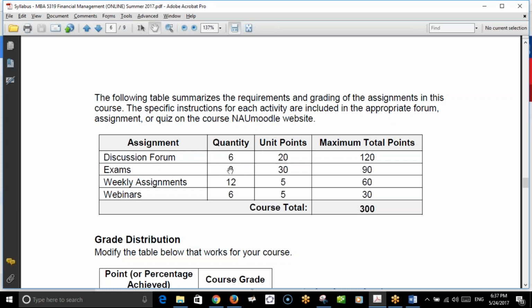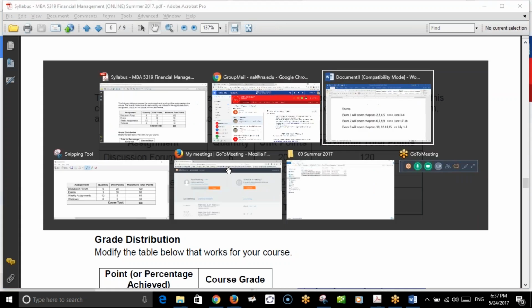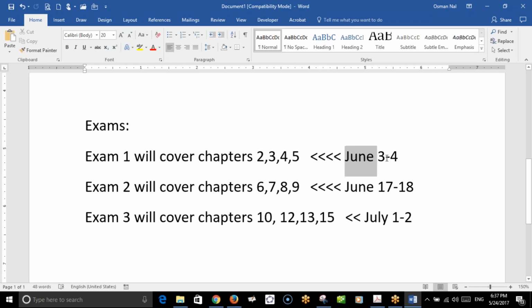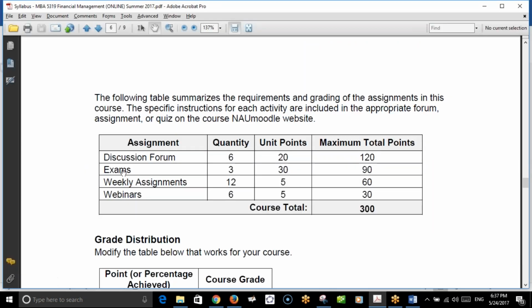And then exams, 3 exams only, because our course is 6 weeks long. Every 2 weeks we have an exam, and the exam dates are already announced here. The first exam will be June 3 or 4, then the second exam, and the third exam. So exams are bi-weekly.